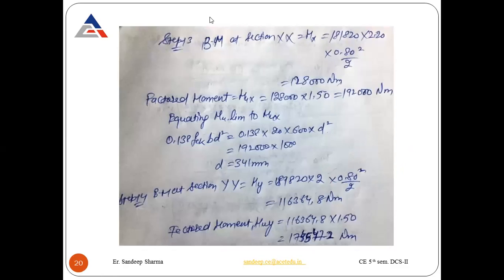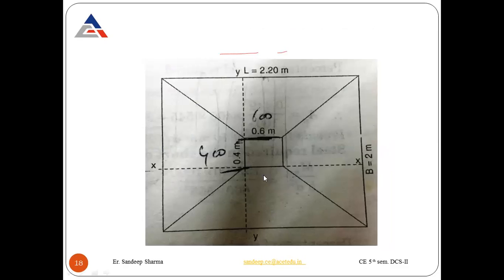Yes, sir. Then we need to calculate the maximum bending moment at the x-axis. Now we have these two axes that will be different along these two sides. So this is the x-axis we have, and this is the y-axis.